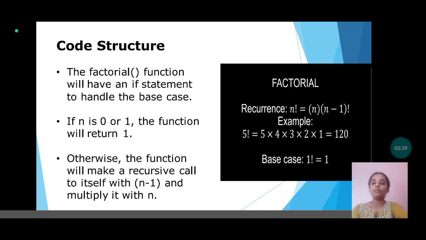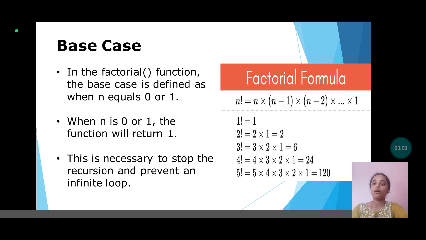Code structure. The factorial function will have an if statement to handle the base case. If n is 0 or 1, the function will return 1. Otherwise, the function will make a recursive call to itself with n minus 1 and multiply it with n. Base case. In the factorial function, the base case is defined as when n equals 0 or 1. When n is 0 or 1, the function will return 1. This is necessary to stop the recursion and prevent an infinite loop.